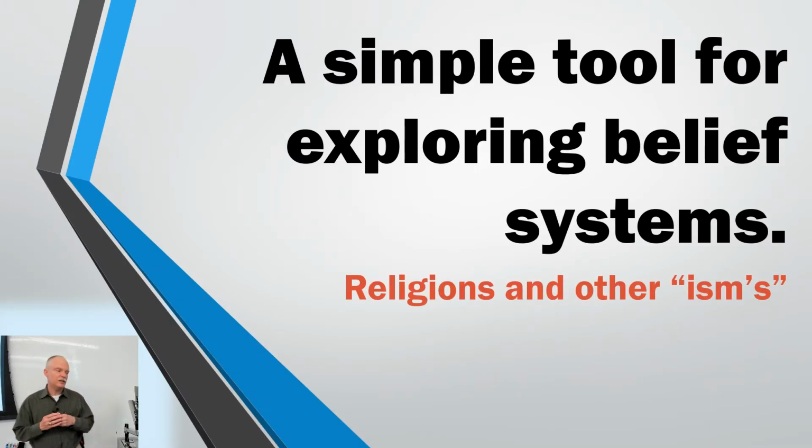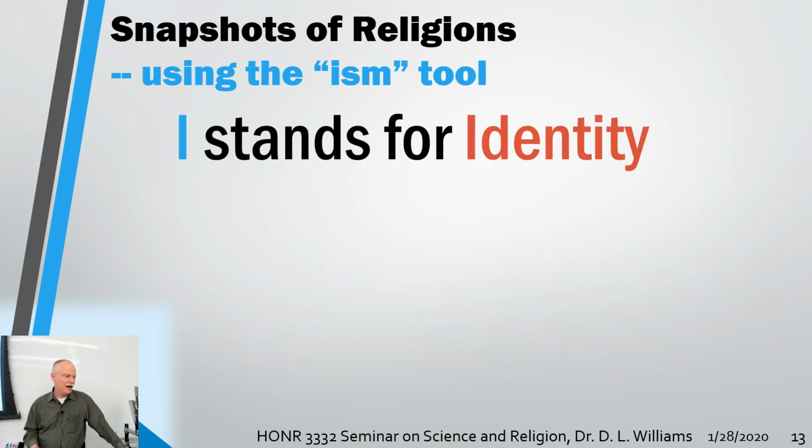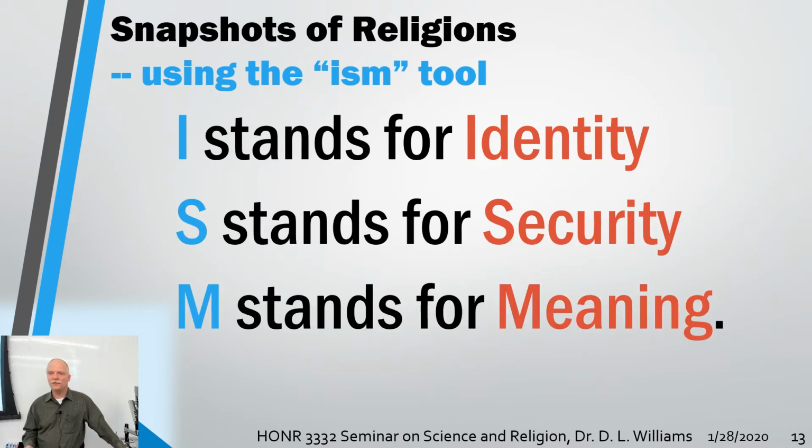So let's look at a simple tool for understanding different belief systems. We've introduced religion in general, so let's talk about some specific religions, and this is a nice tool for exploring these different belief systems. So we'll get a little bit more interactive now. This tool, I call it the ISM tool, and so we'll see what that means. I stands for identity, S stands for security, and M stands for meaning.